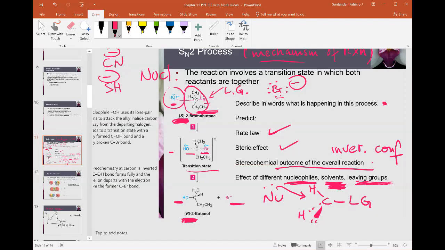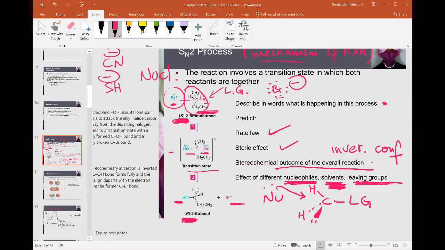But how about if instead of a bromine, I put a chlorine there? Or worse, how about if I put a fluorine? Well, because fluorine is so much more electronegative, and also the atomic radius of fluorine is so much smaller, that bond is going to be more difficult to break, right? And that is going to slow down the reaction. So we will see later, one by one, we will examine the nature of the nucleophile, the nature of the solvent, the nature of the leaving group.